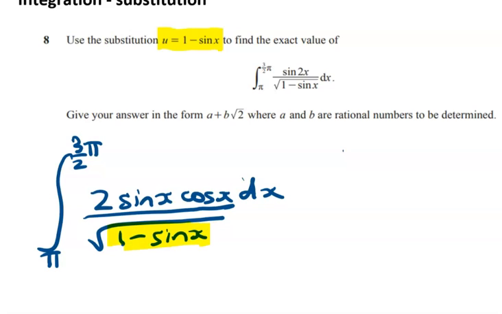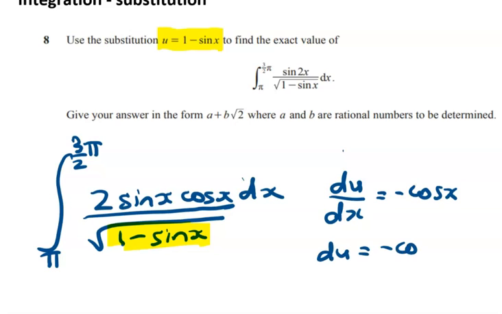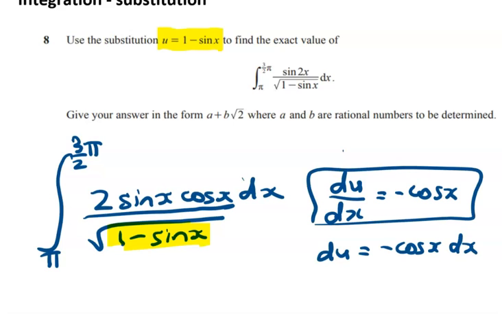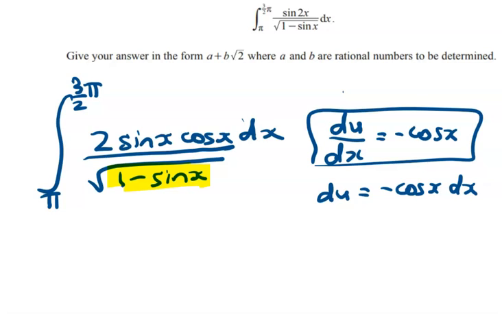So this bit here is obvious, but the next step is probably to differentiate du by dx, and that will give me negative cos of x. You can see that du is equal to negative cos x dx just by rearranging this and separating the variables. Now I want to have cos x in here, so negative du is going to replace the cos x dx, and we can just highlight as we go what we've dealt with.